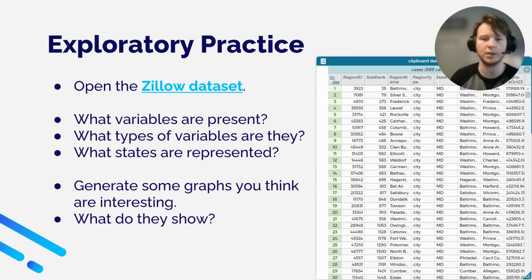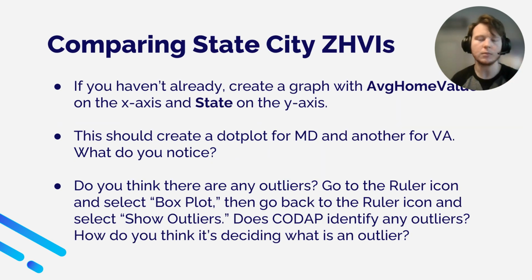So we're going to start with some exploratory practice. We want students first to open the Zillow dataset, see what kinds of variables there are, and what states are represented here. In this initial data set, it is Maryland and Virginia. So we want students to create some graphs that they think are interesting and interpret what they show. And then we walk them through some more specifics.